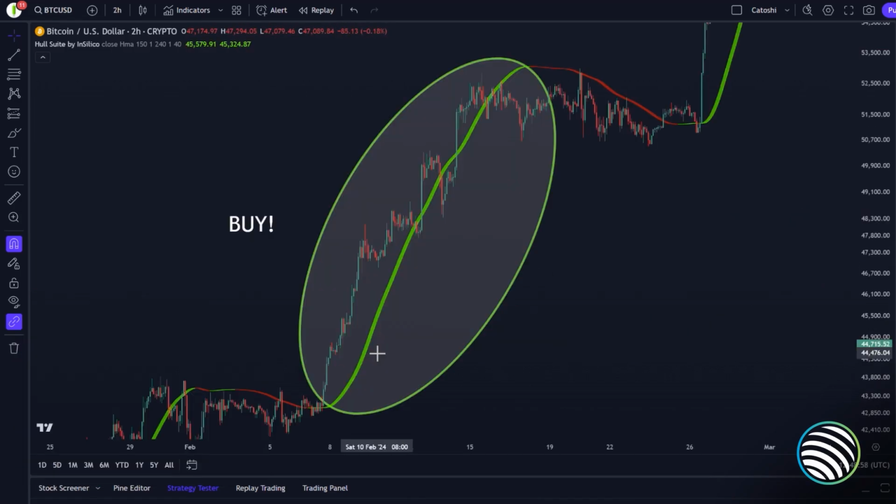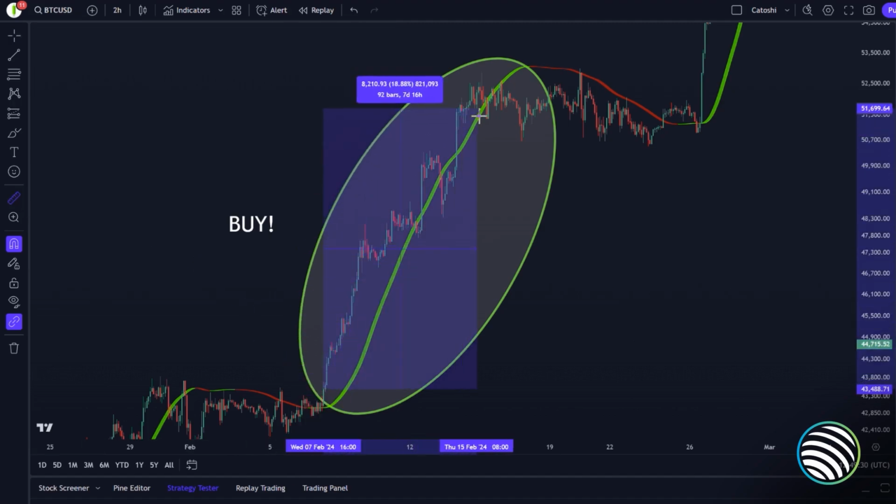Let's look at this example. See this zone right here above the HMA 150? This is tradable. And of course, if you did enter this trade, you would be up a pretty decent amount. Of course, you can exit whenever you like, but you could have been up around 21%. And this was just in 8 days.